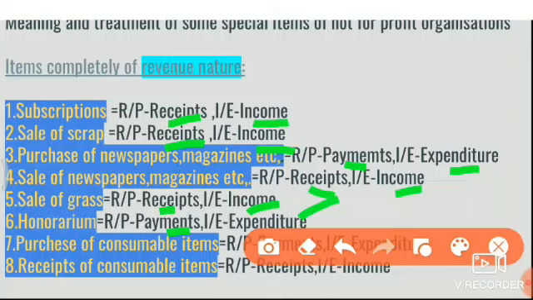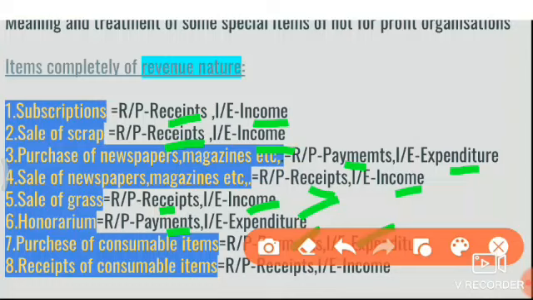Number 7, purchase of consumable items. In certain cases, for example clubs or hospitals purchase certain items of regular consumption, such as medicines, playing cards, bar materials, etc. The purchase of such items is revenue payments. So it is shown on the payment side of the receipts and payments account, and as an expenditure or an expense in the income and expenditure account.